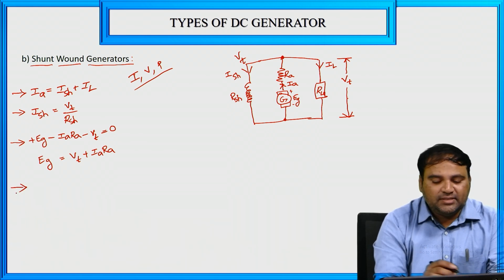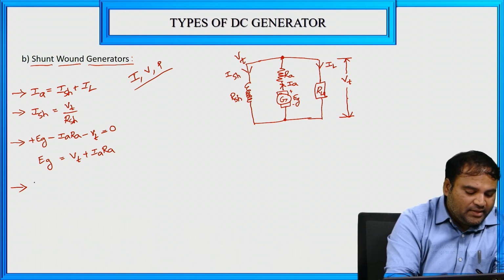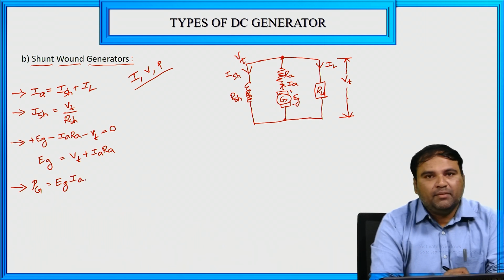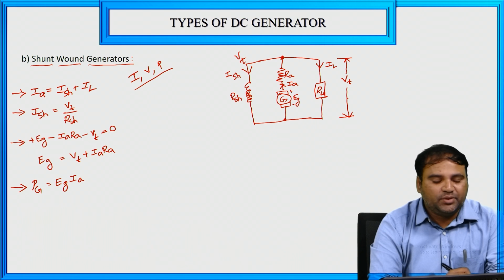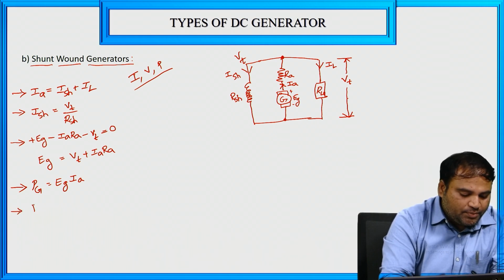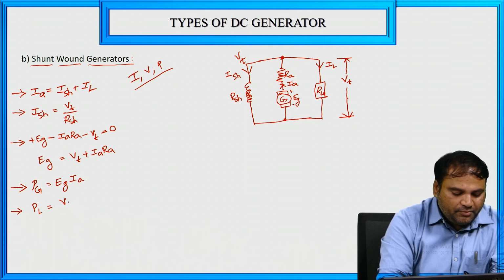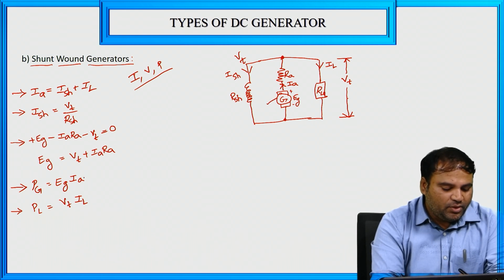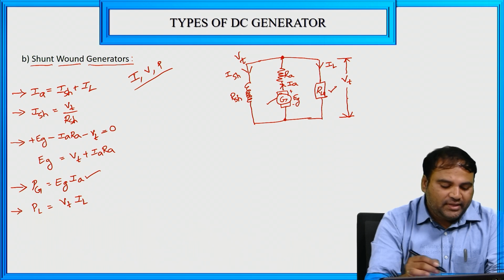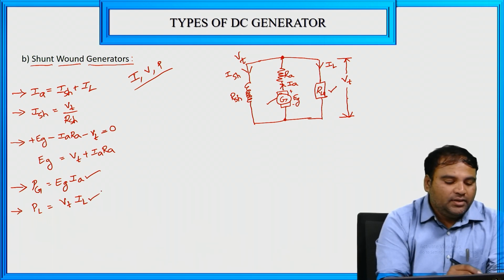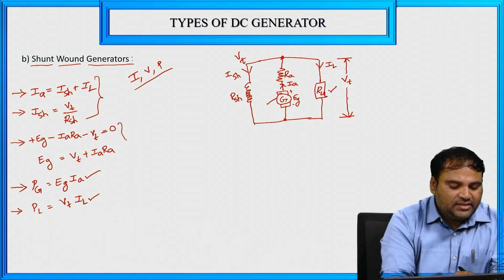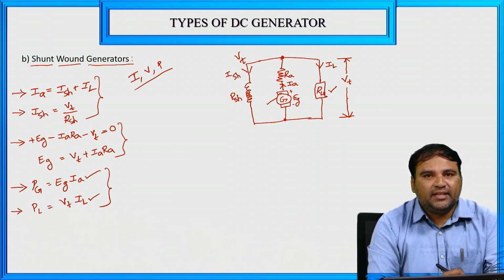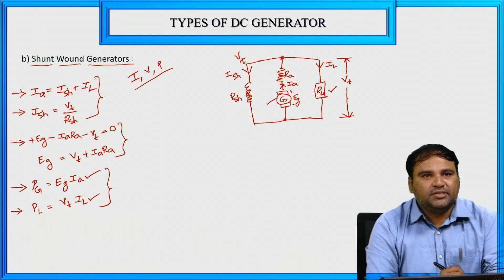So now the power relations, the power from the generator. Power from the generator is Pg equal to Eg into Ia, and power from the load is nothing but Vt into IL. Okay, so here is the current relation, and this is the voltage relation, and this is the power relations of given shunt wound DC generator. Okay, so this is about the shunt wound DC generator.